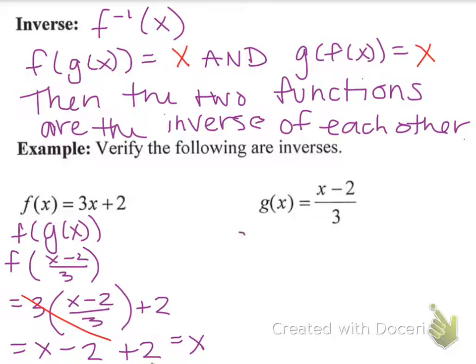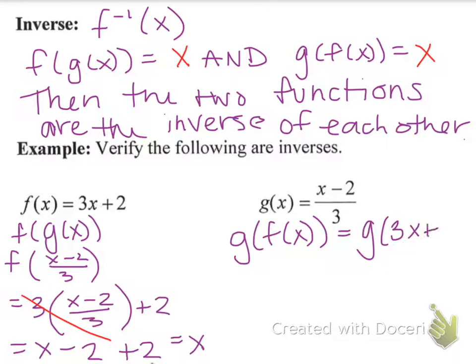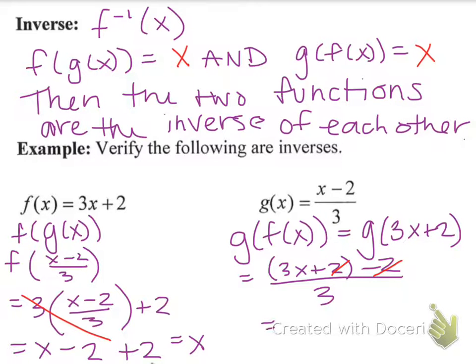Now I have to do the second one. So I have g of f of x. So I have g of 3x plus 2. And I'm going to plug that into the g function. So I have 3x plus 2 in the numerator, minus 2, all over 3. So the 2's are going to be canceling. Nothing's in front of that parenthesis, so I'm essentially dropping the parenthesis. The 2's are gone. I'm left with 3x over 3. The 3's cancel, and I'm left with x. Therefore, we can determine the two are the inverse of one another.